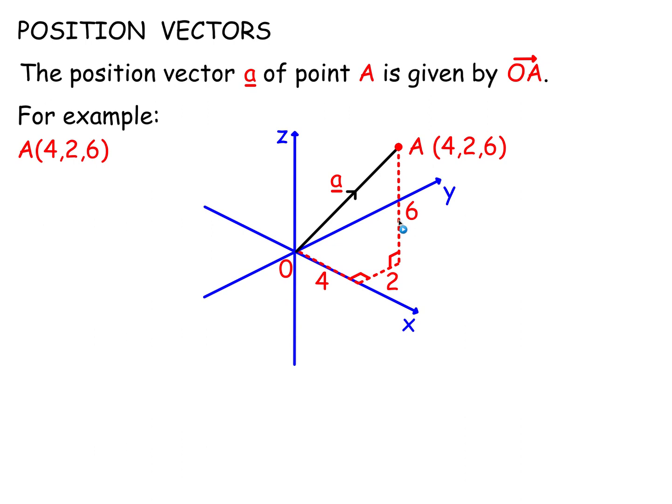So the column vector is 4, 2, 6. Simply, the coordinates 4, 2, 6 have turned into components 4, 2, 6. That's the position vector. So point A has position vector A. The coordinates become components of the vector. Again, don't mix up coordinates with vectors.